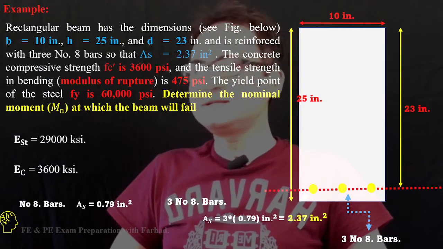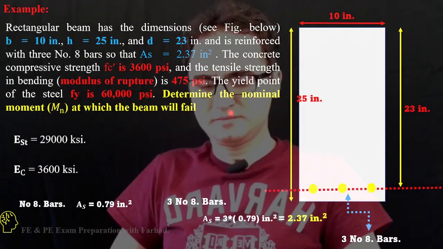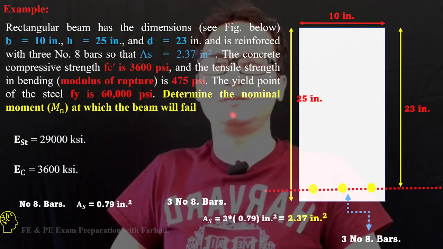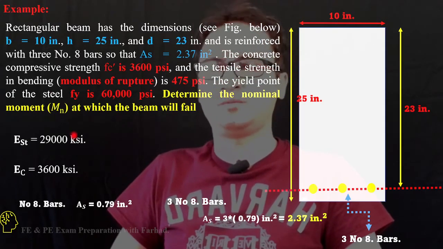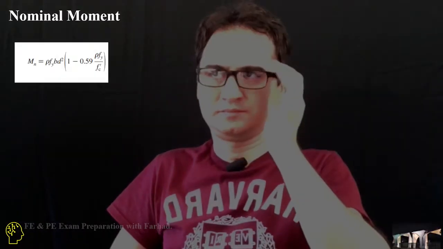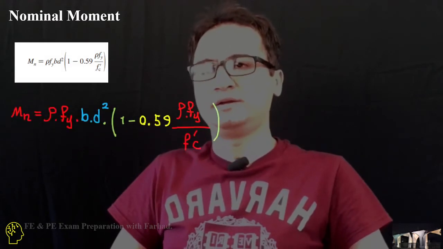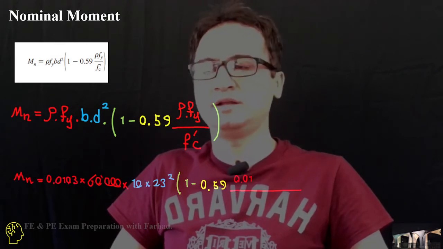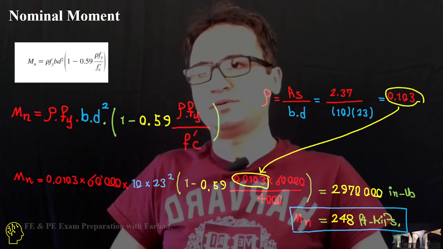In this example, everything is the same as the last two examples, but the difference is this time we want to determine the nominal moment Mn at which the beam will fail. So again, the formula of Mn is provided. We just replace our values in the Mn formula.